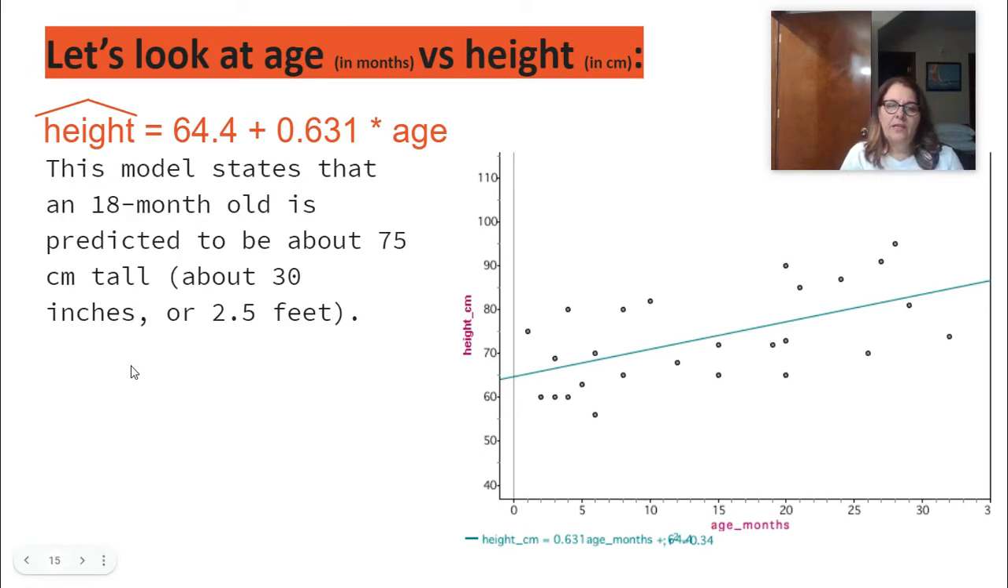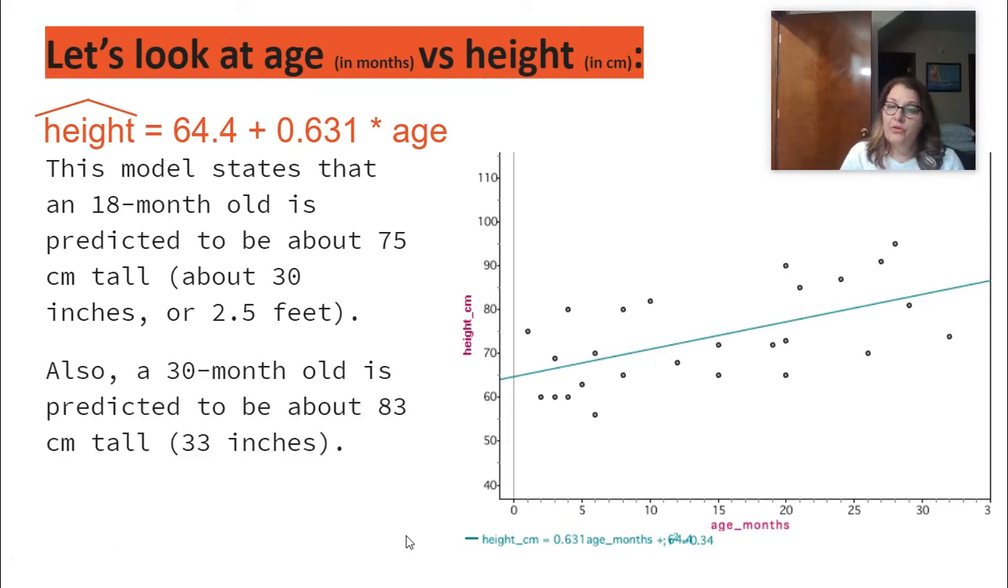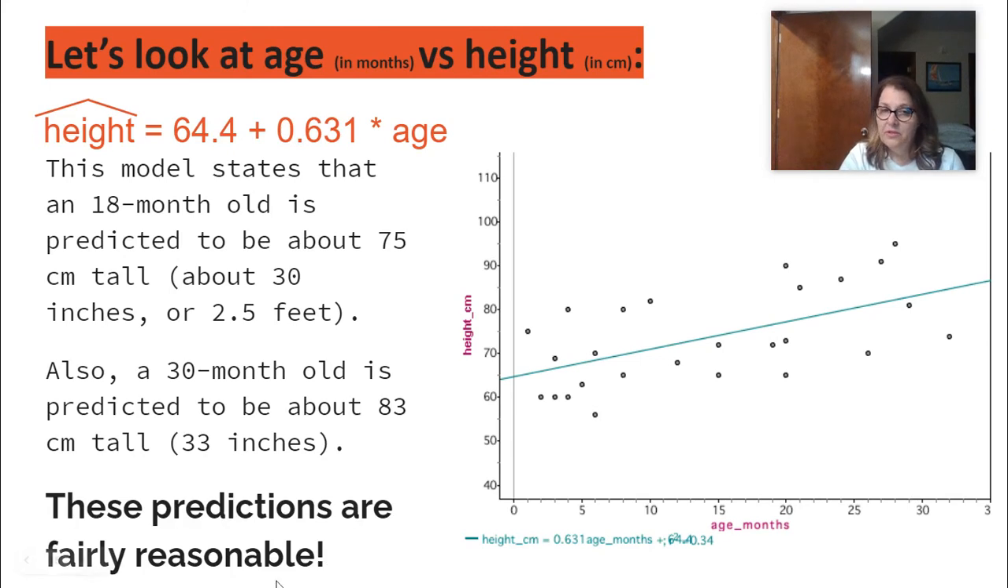And so we can state that if we look at 18 months, an 18-month-old is predicted to be about 75 centimeters tall, which is about 30 inches or 2.5 feet. Pretty reasonable. Also, a 30-month-old is predicted to be about 83 centimeters tall or 33 inches, all of which are fairly reasonable.